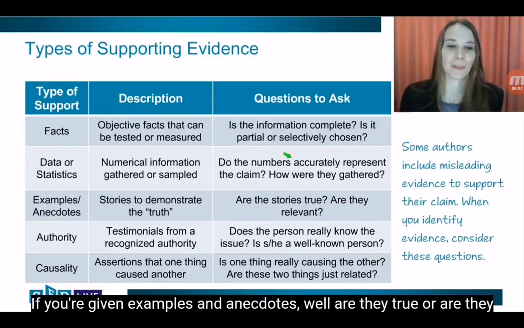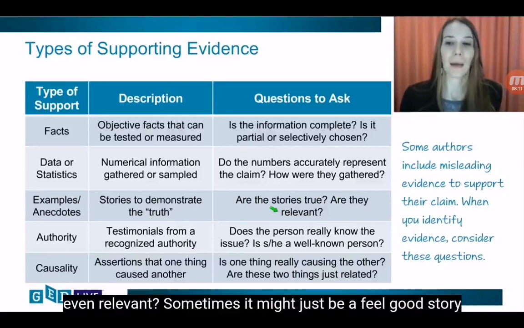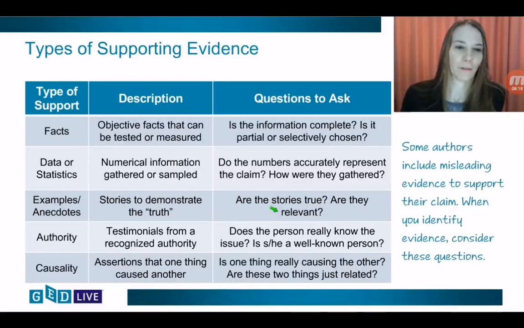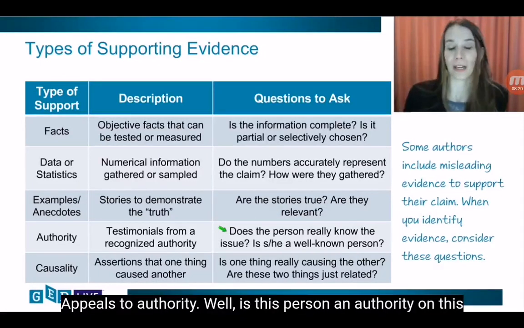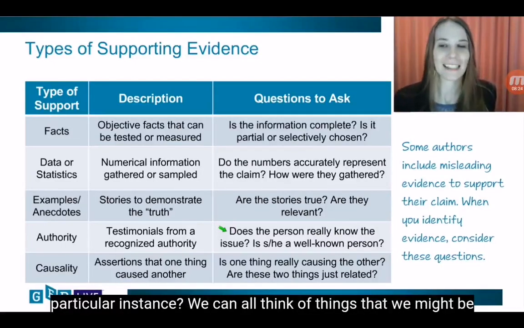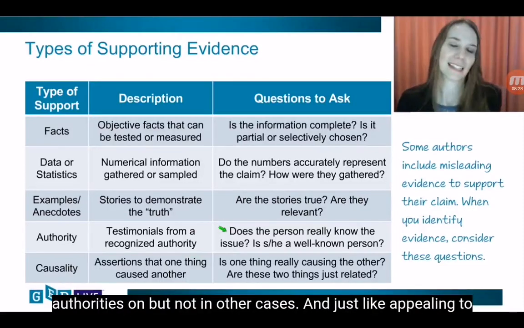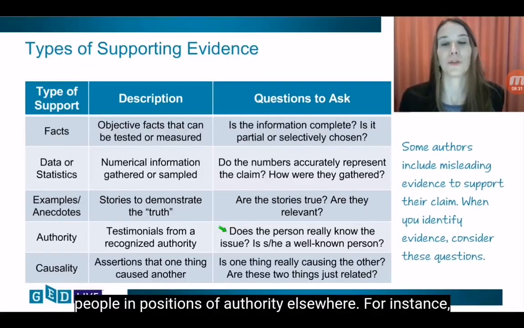If you're given examples and anecdotes, well, are they true or are they even relevant? Sometimes it might just be a feel-good story that really has nothing to do with the argument itself. Appeals to authority. Well, is this person an authority on this particular instance? We can all think of things that we might be authorities on, but not in other cases. And just like appealing to people in positions of authority elsewhere.